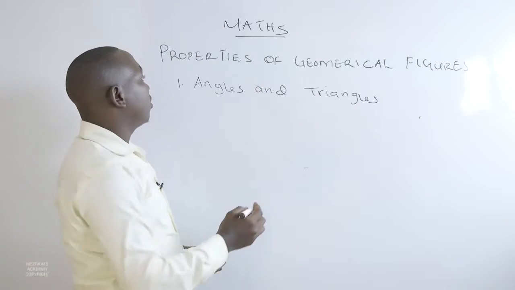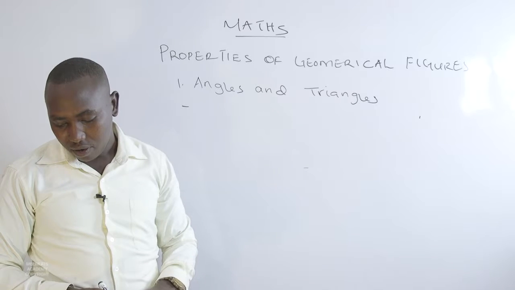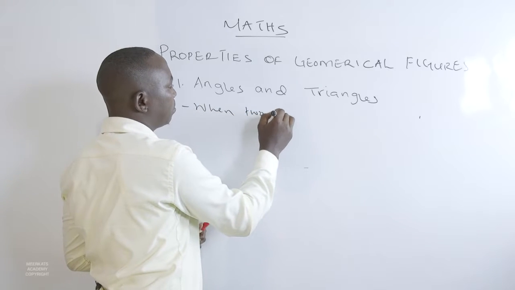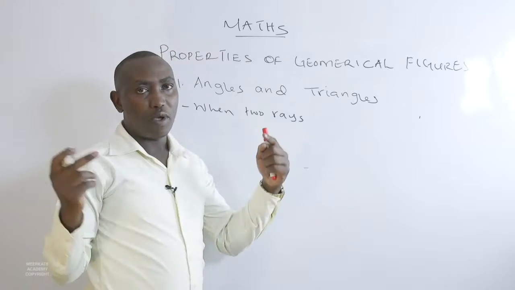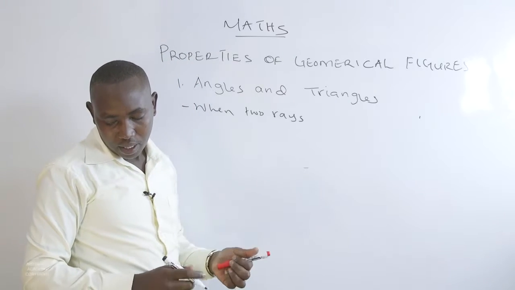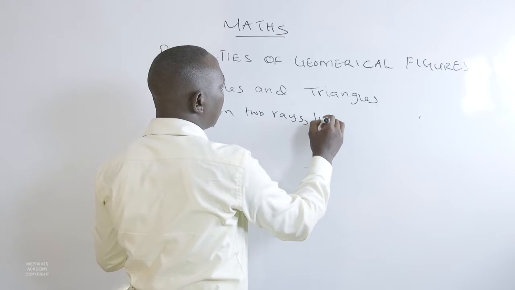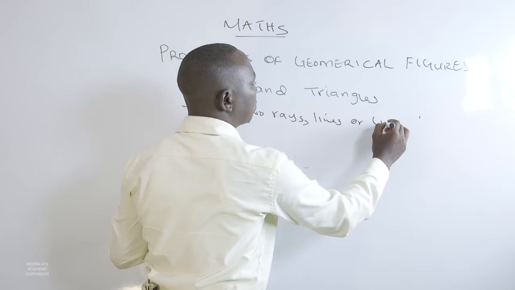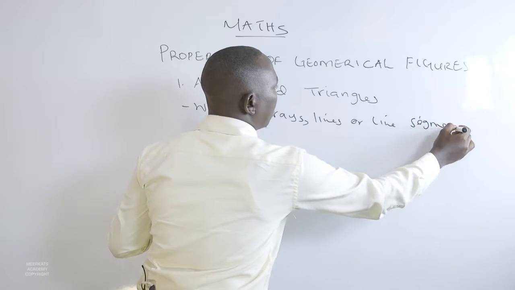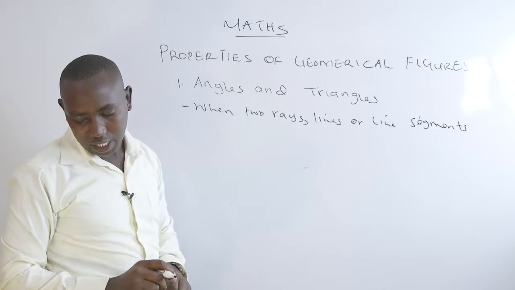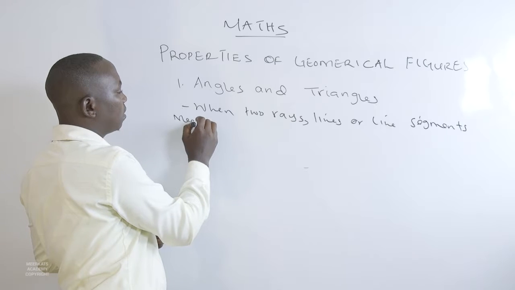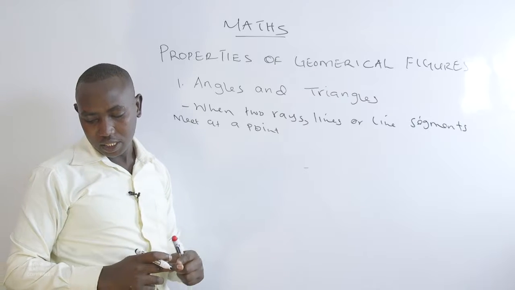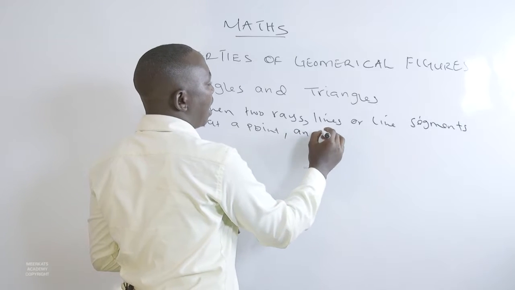So the first point we note concerning angles and triangles is that whenever we have two rays, lines, it can be a full line or a segment of a line, or line segments meet at a point. Whenever we have them meeting at a point, they form an angle.